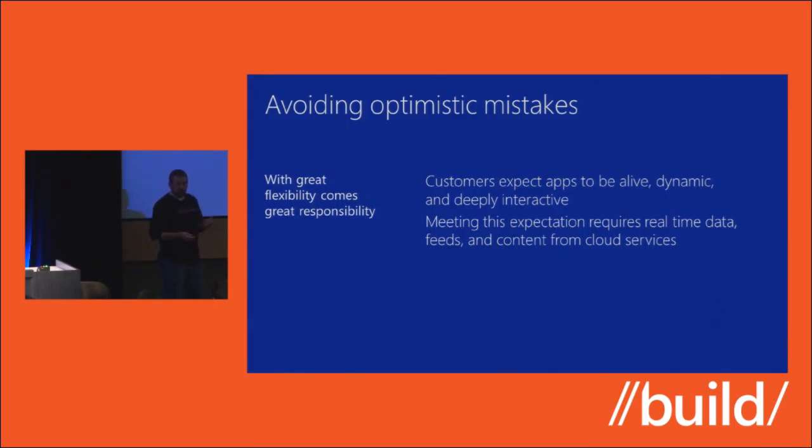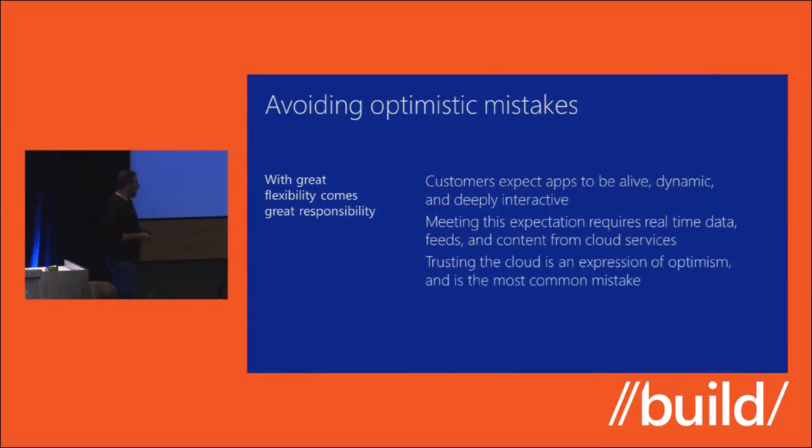And whether you're doing this as a social media outlet, or as a game, or as some other type of service, you're going to be forced to do this to compete. And customers want to see this. This is what distinguishes a great app from a static, kind of normal run-of-the-mill app. And this is where that trusting of the cloud, that's the first expression of optimism and the most common mistake.